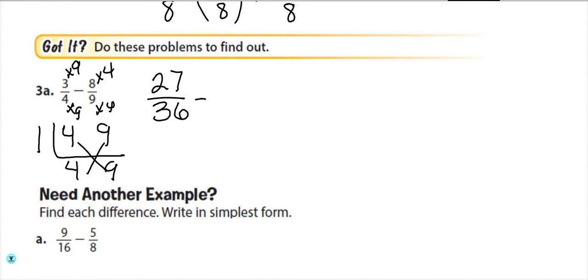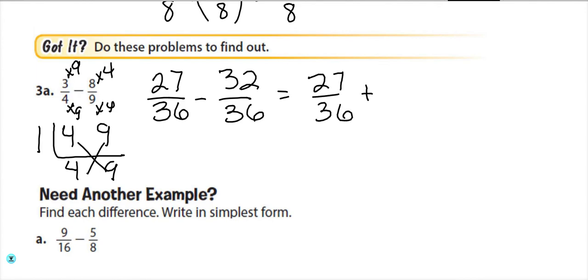36 minus 32, 36. Okay, so we have 27/36 minus 32/36. Again, we look at it, we're like, well, we can't do 27 minus 32. All right, so what we're going to do is we're going to do keep, change, flip. So we're going to change this into 27/36 plus and then negative 32/36. All right. Now we use our rules.